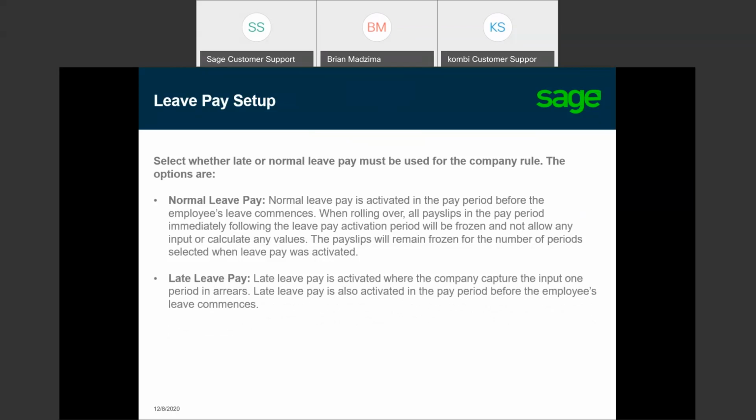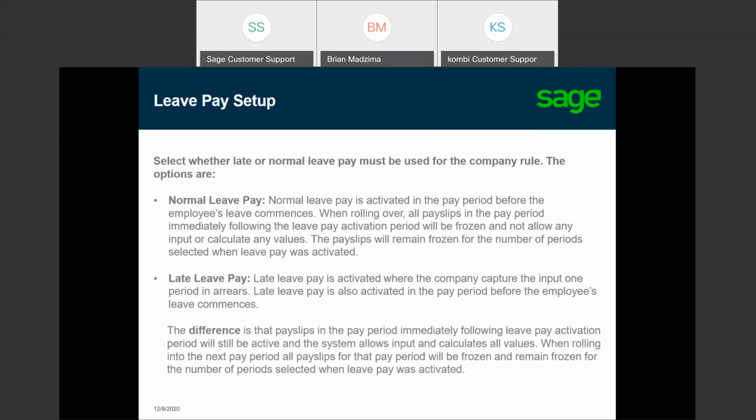Now, if the late leave pay option is selected, it means that the company captures the input 1 period in arrears. The late leave pay will then also activate in the pay period before the employee's leave commences. Sometimes if you prefer to pay in arrears, this option is therefore selected on your company rule level.